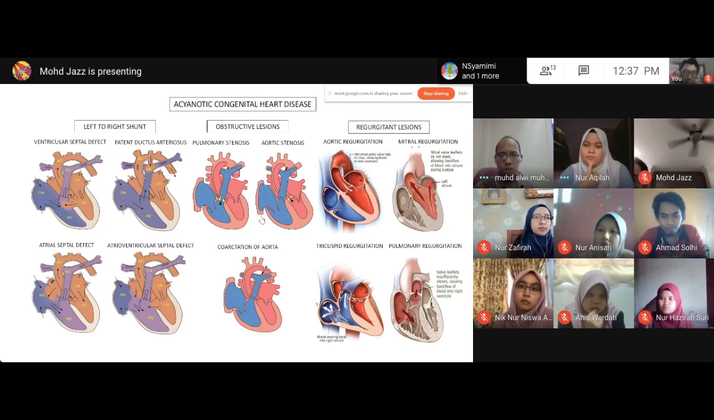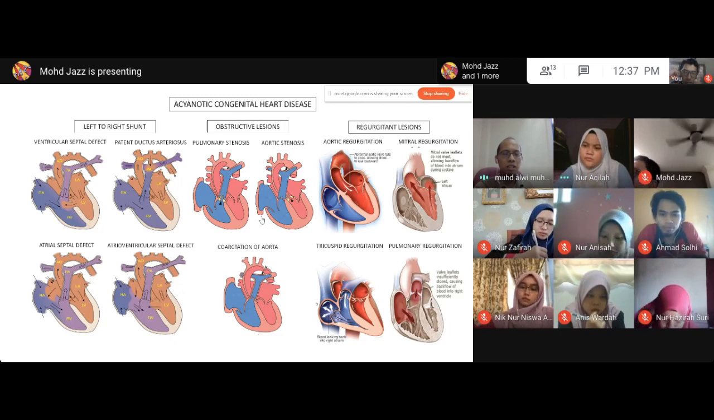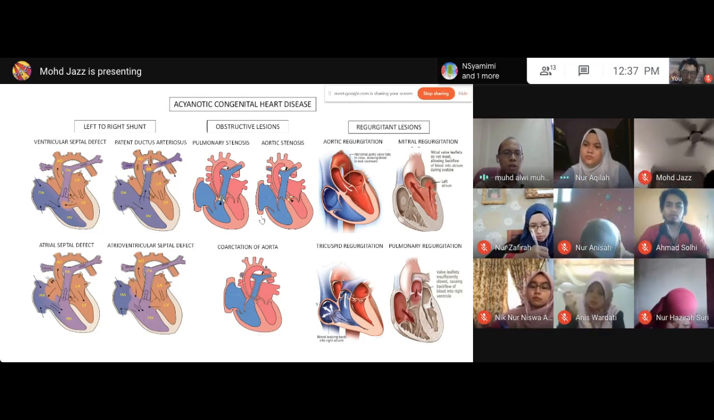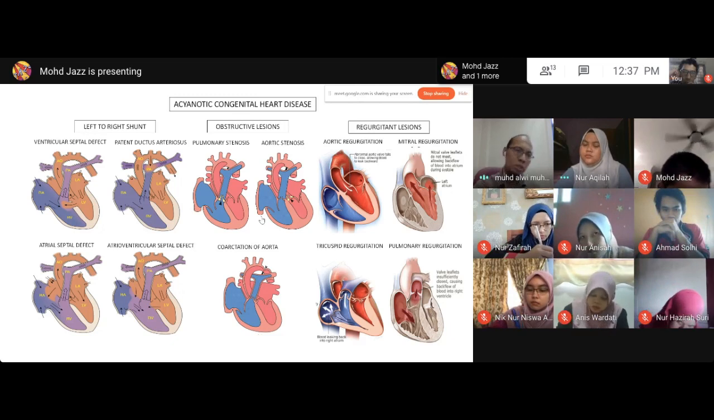Remember, any obstructive lesion at the right side before the pulmonary is protective of the lung. I mean, they will protect the lung, so you won't get dyspnea. Okay, when we say failure symptoms, what do you mean by failure?